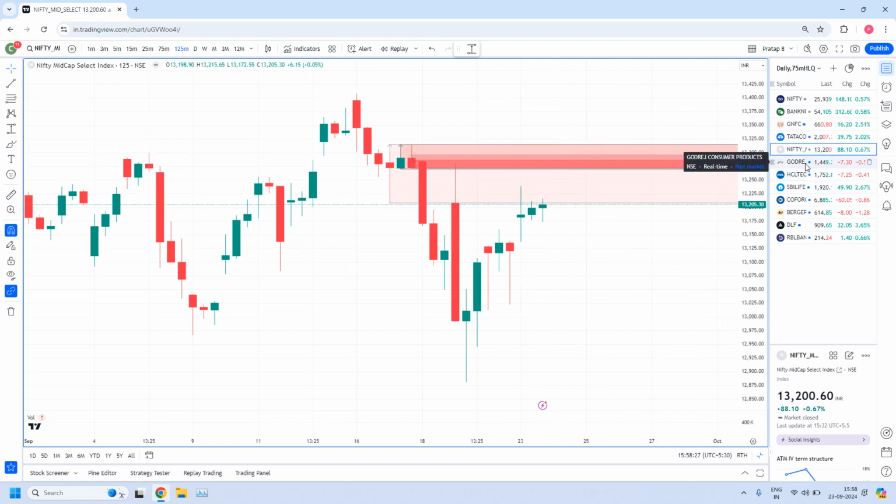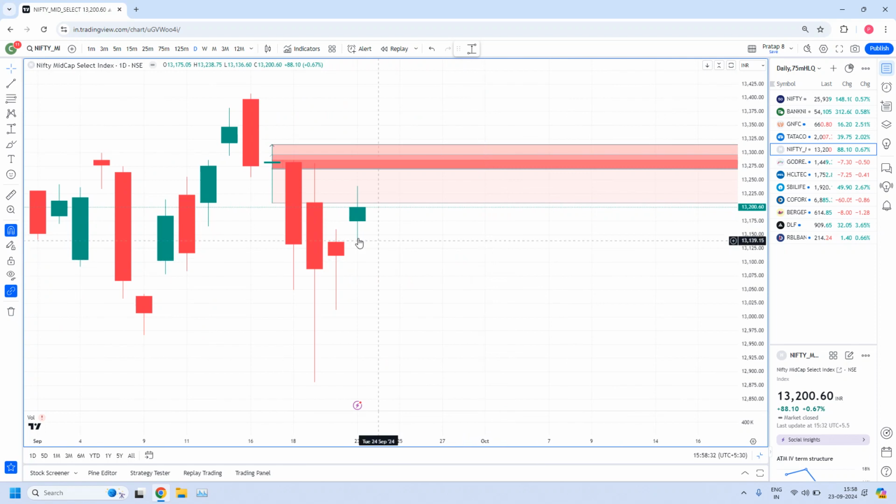Next one is, this is a daily zone. Sorry for my mistake, daily zone, not 125. Drop-based drop is the daily. This is the one already tested.